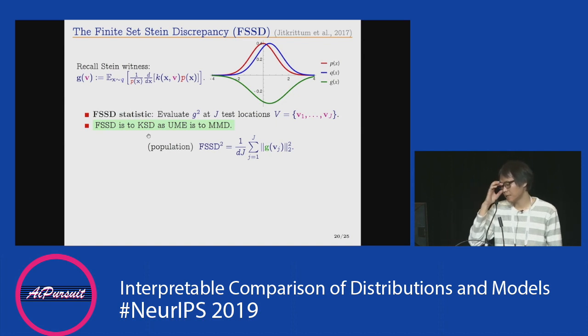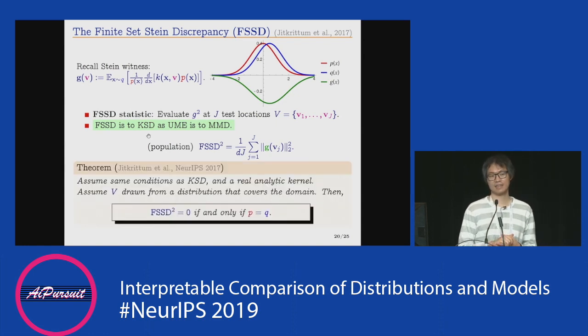There's a theorem. Assume the same conditions as in KSD, and further assume that the kernel is real analytic, meaning that it is very smooth, infinitely differentiable. And also assume that the V, the test locations, are drawn from a distribution that covers the whole domain. Then it turns out that the FSSD is also a proper discrepancy measure, meaning that it is zero if and only if P is Q.